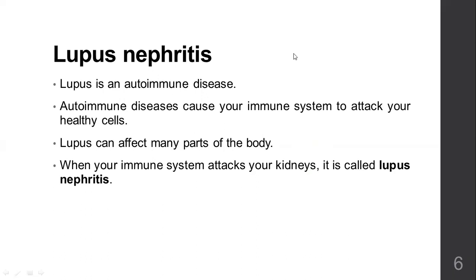Lupus, in short, is called lupus as well. Lupus is an autoimmune disease. If your immune system is attacking your nephrons, we call it lupus nephritis. Your immune system can attack any organ in your body, but if it is specifically attacking your kidneys, we call it nephritis. Autoimmune disease means what? Your own immune system is attacking your healthy cells. Lupus can affect many parts of your body, but especially when kidneys are affected, it's nephritis.